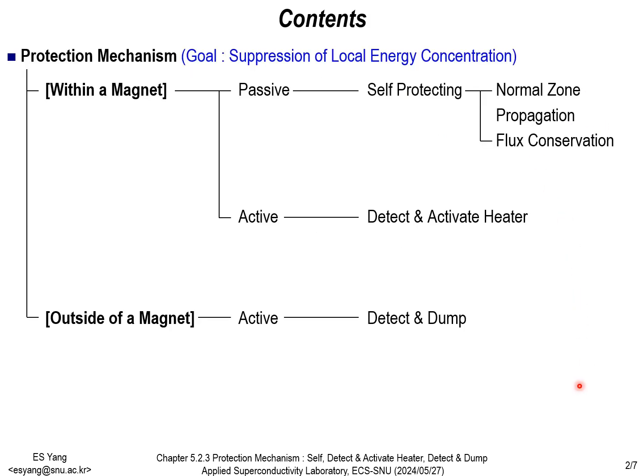The protection mechanisms of superconducting magnets can be categorized into internal and external mechanisms. The goal of the protection mechanism is to prevent the energy within the magnet from being concentrated locally when a quench occurs. The specific types of protection mechanisms are divided into passive and active categories. Normal zone propagation and flux conservation fall under passive protection, while detect and activate heater and detect and dump are considered active protection.